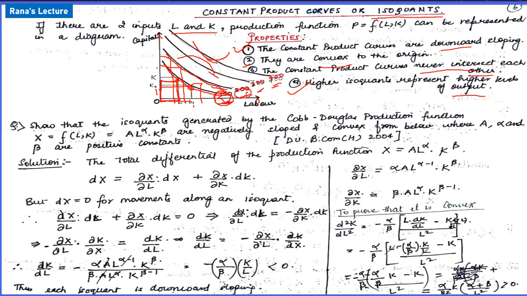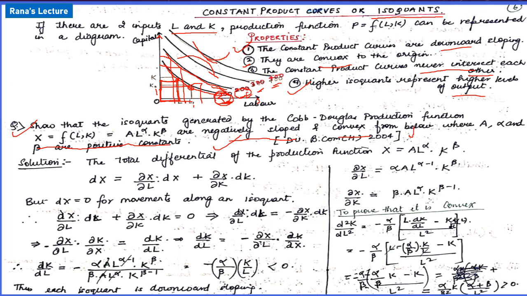Come to the question now. What is the question? Show that the isoquants generated by the Cobb-Douglas production function, the function is x is equal to A L to the power alpha into K to the power beta, are negatively sloped. This is the first thing you have to prove, and the second thing you have to prove is that they are convex from below.